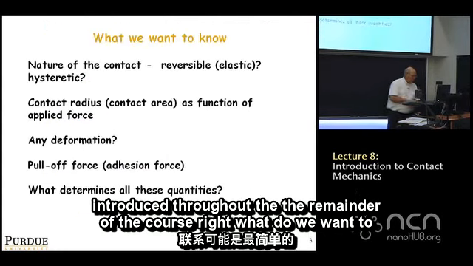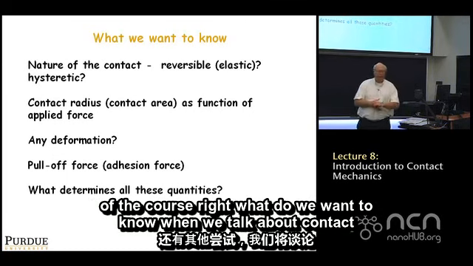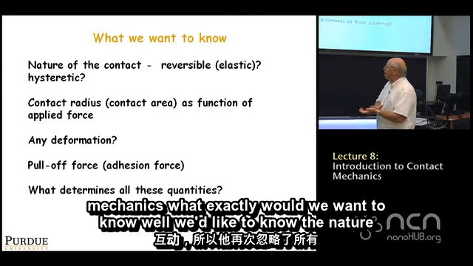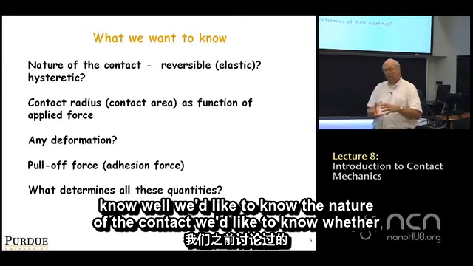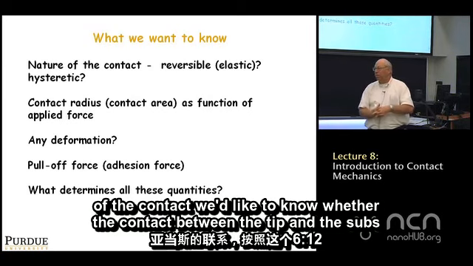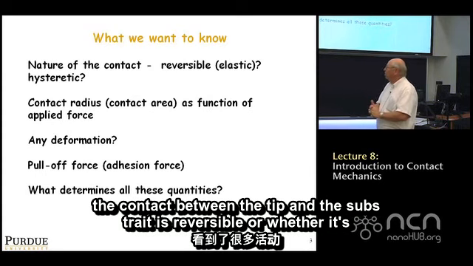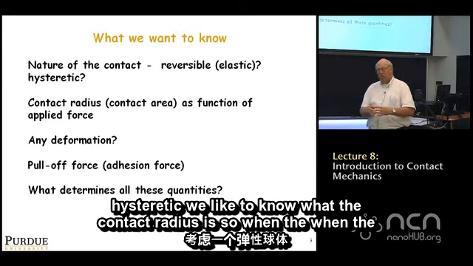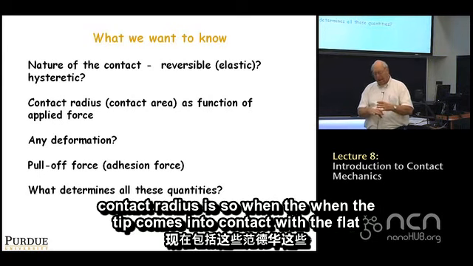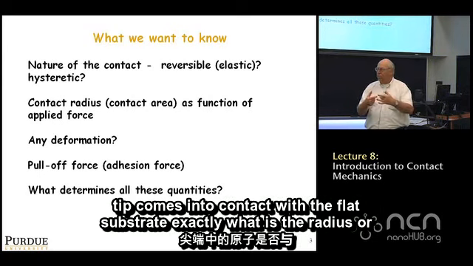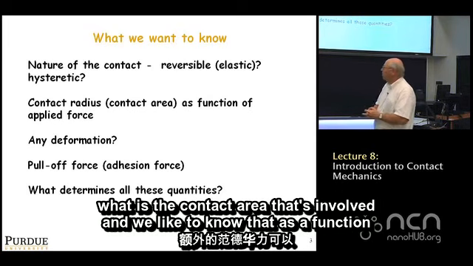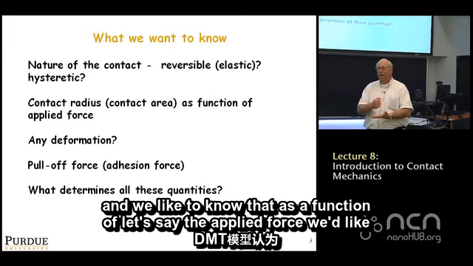Right? What do we want to know when we talk about contact mechanics? What exactly would we want to know? Well, we'd like to know the nature of the contact. We'd like to know whether the contact between the tip and the substrate is reversible or whether it's hysteretic. We'd like to know what the contact radius is. So when the tip comes into contact with the flat substrate, exactly what is the radius or what is the contact area that's involved. And we'd like to know that as a function of, let's say, the applied force.